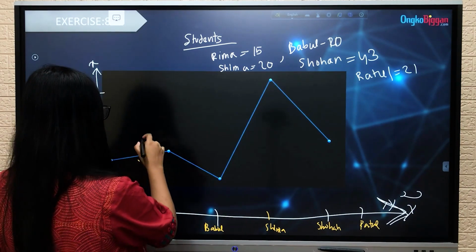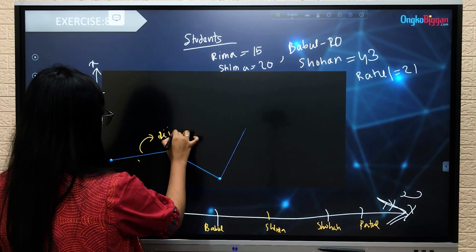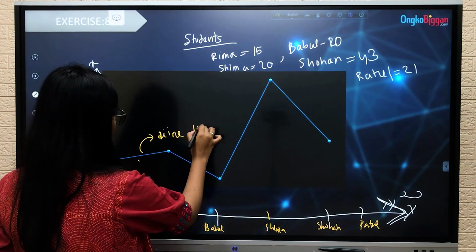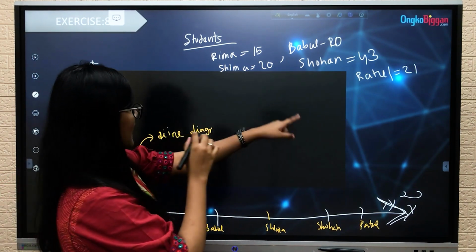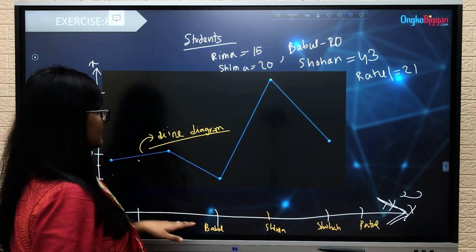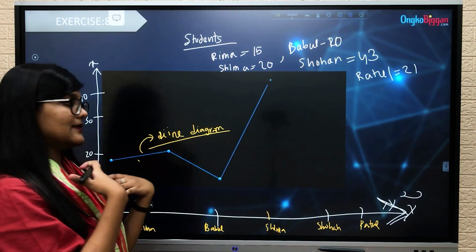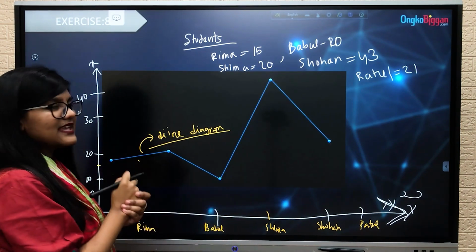Basically here we are understanding what a line diagram is. This total line is our line diagram. So I hope you are clear. I am going to make you more clear by showing graphs. So have patience.